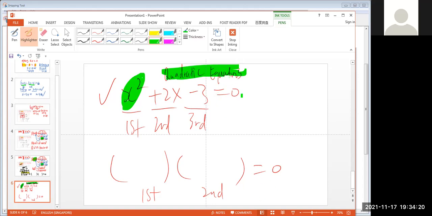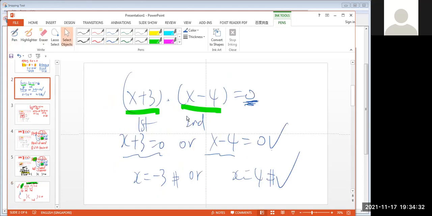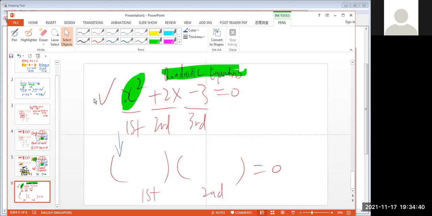If it's a quadratic equation, then you do this. You do factorization. Once you do factorization, then you solve it like this. Equate the first term to 0. Equate the second term to 0. And then solve it accordingly. So how you solve this question, if this is the question, let's take this as an extra example.